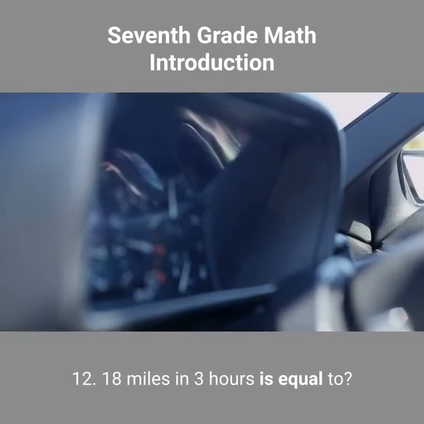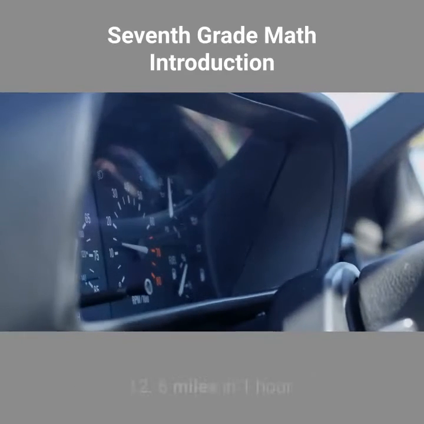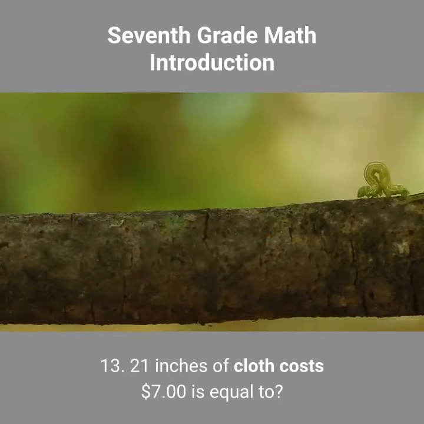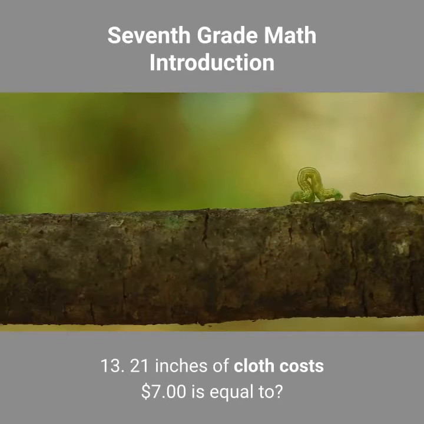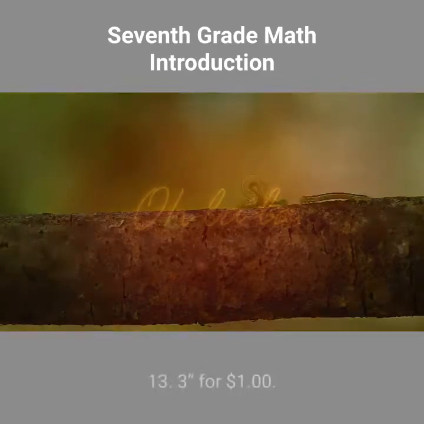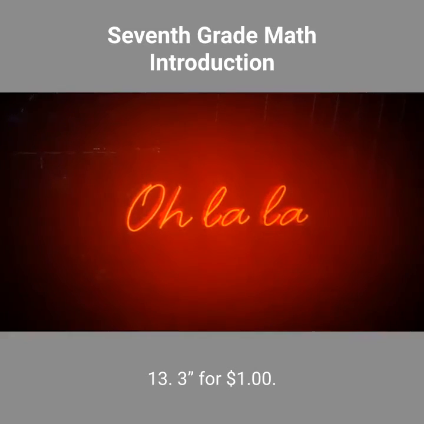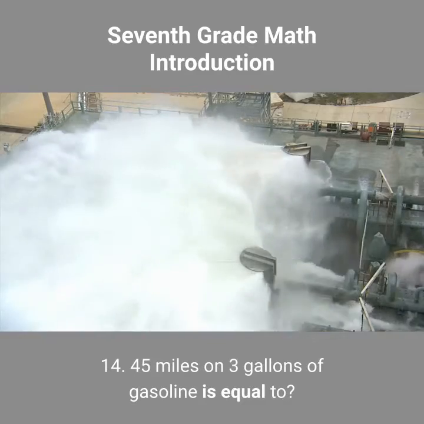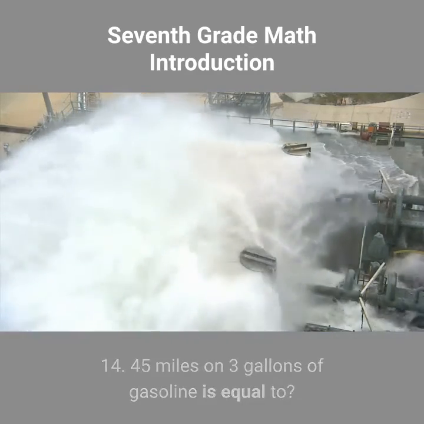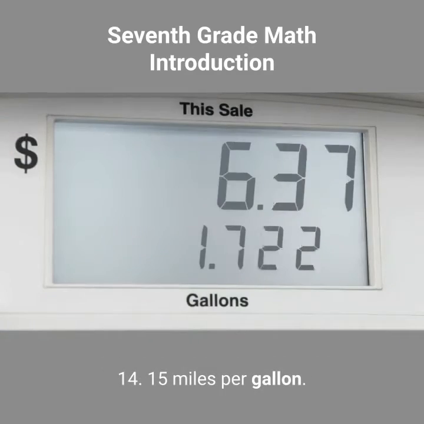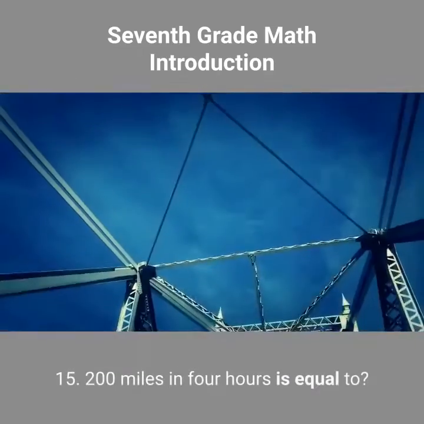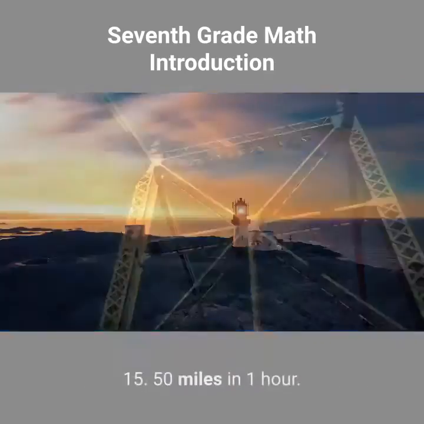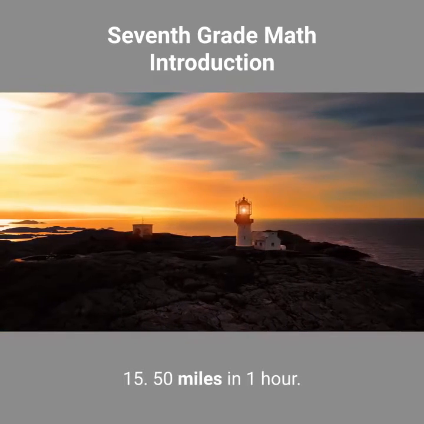12. 18 miles in 3 hours is equal to 6 miles in 1 hour. 13. 21 inches of cloth costs $7 is equal to 3 inches for $1. 14. 45 miles on 3 gallons of gasoline is equal to 15 miles per gallon. 15. 200 miles in 4 hours is equal to 50 miles in 1 hour.